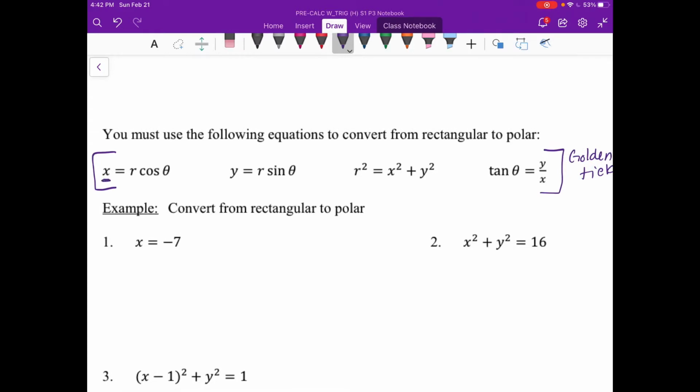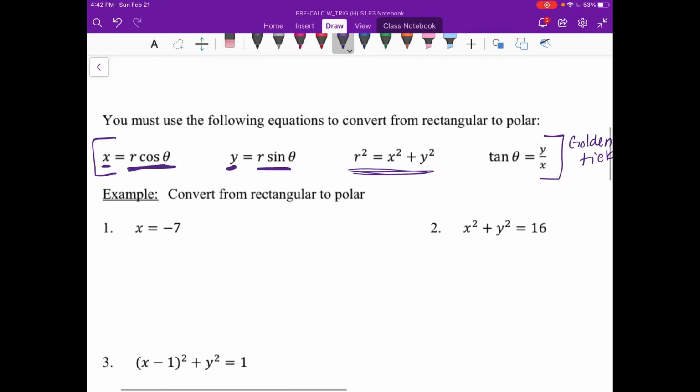Anytime you see an x, you can replace that with r cosine theta and vice versa. Anytime you see a y, you can replace it with r sine theta and vice versa. This one's going to be a really popular one that we're going to use. So r squared can be replaced with x squared plus y squared. Same thing the other way around. And then tangent theta, we're not going to use it as much, but it is still there.